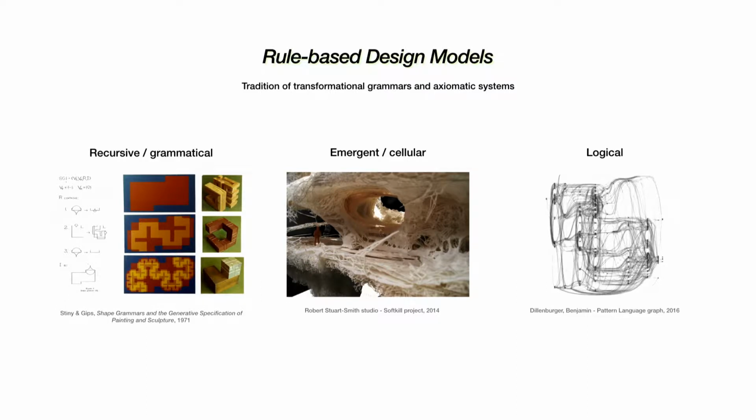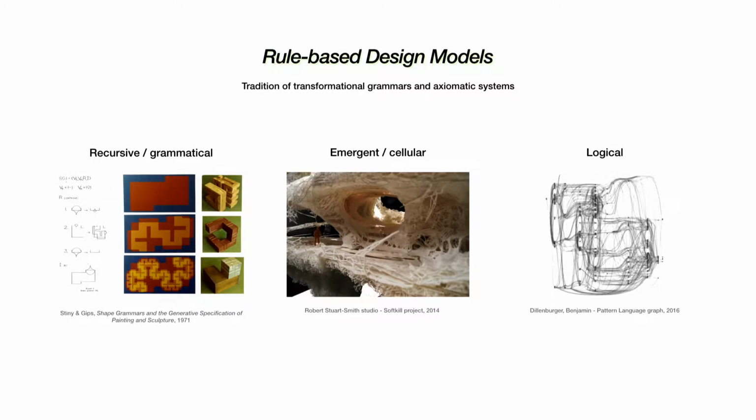And they follow this tradition of these transformational grammars of Chomsky and these axiomatic systems. And we can define rule-based models as models whose modeling method is based on the application of rules that evolve the design object. And these models always have a kind of two-level structure from which we can consider the model.